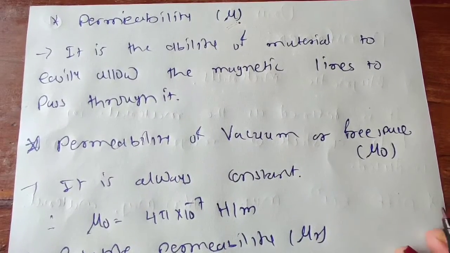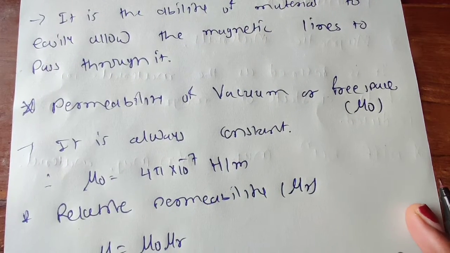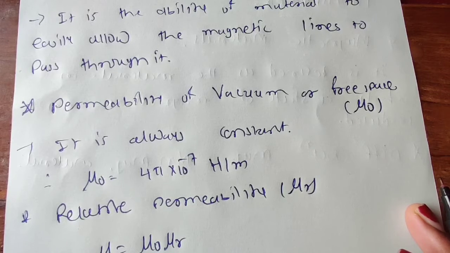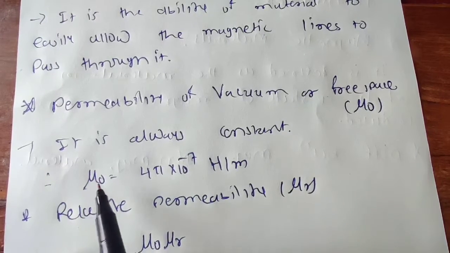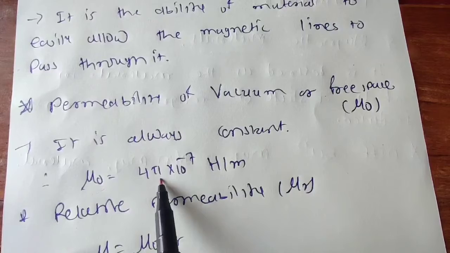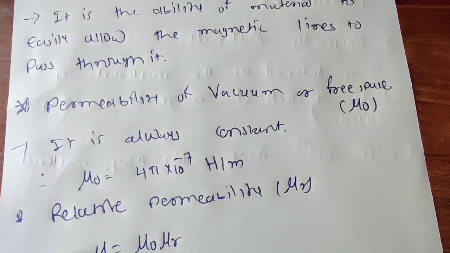Now the permeability of a vacuum or free space is a constant value. It is always constant and it is denoted by mu 0. The value you need to take is 4 pi into 10 raised to minus 7 H/m, Henry per meter.